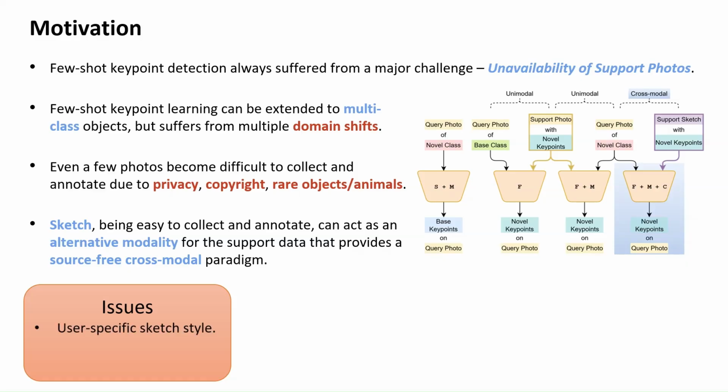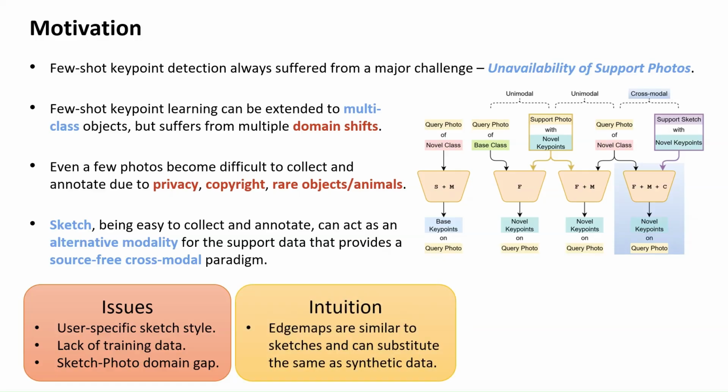The abstract nature of sketches allows the user to depict the same subject with varying styles. Training data for keypoint annotated sketches remain a challenge. The domain gap between sketch and photo is non-trivial as we have no instance level pairing between support and query due to the definition of few-shot learning. We observe that edge maps are very close to simple line drawings and can substitute sketches as synthetic data. Different edge detectors can also simulate different sketch styles.